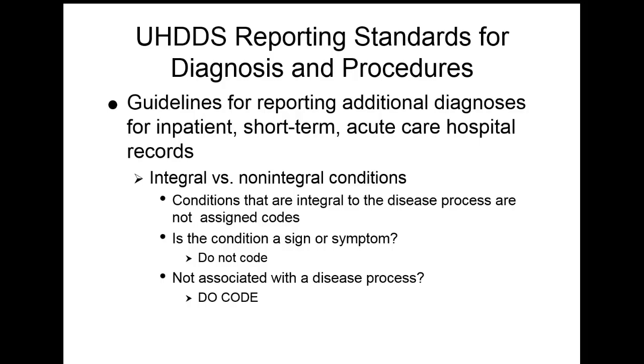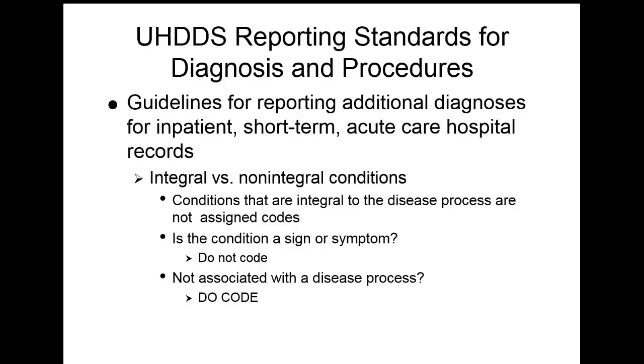The patient comes into the hospital with a cough. So after evaluating the patient, the physician determines that the patient has pneumonia. Coughing is a symptom of pneumonia, and it is not coded. And if we would look up the code for cough in the code book, we would find that it is in the sign and symptom chapter.